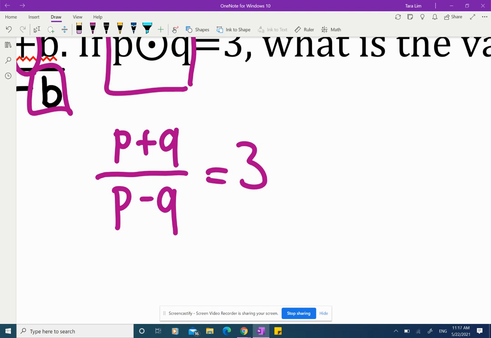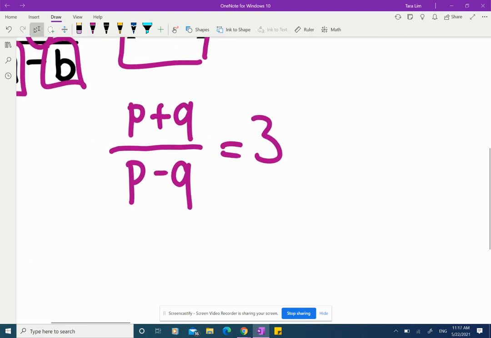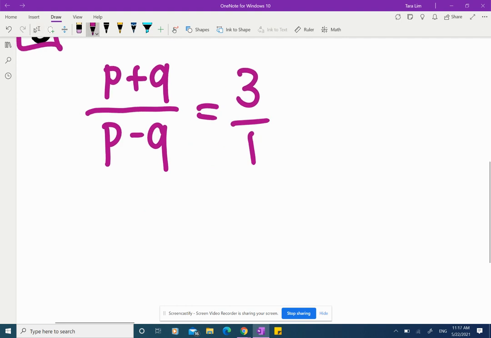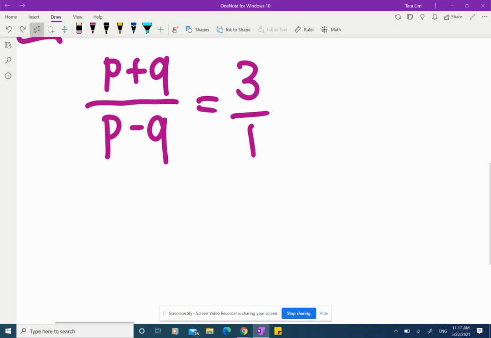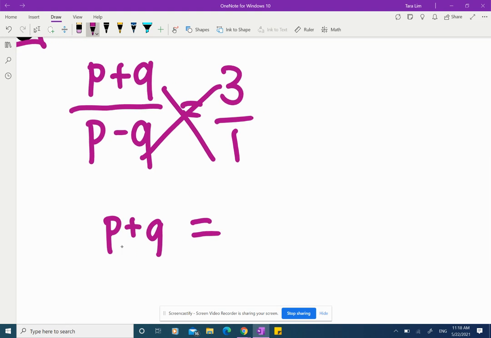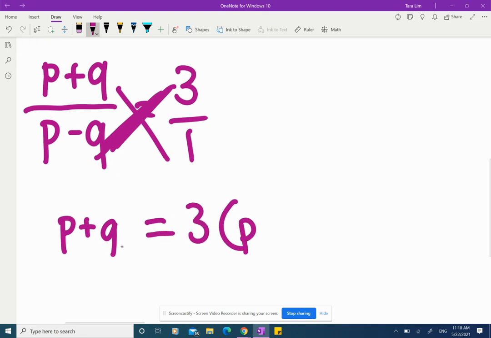So first of all, let's just do the butterfly version. I like to do the butterfly version. What I mean is when we have an equal sign in the middle, we can do the cross. That's called the butterfly. So p plus q times 1, which is the same as p plus q. Just leave p plus q here. And then the cross here is 3 and p minus q. So 3 times p minus q.